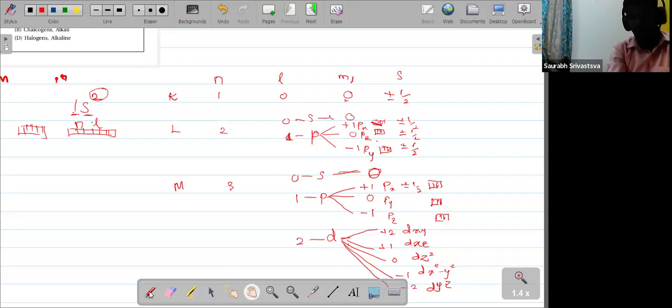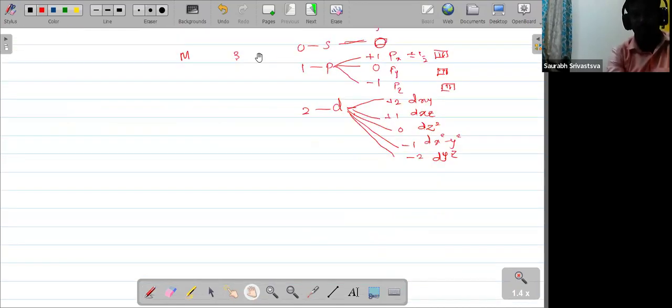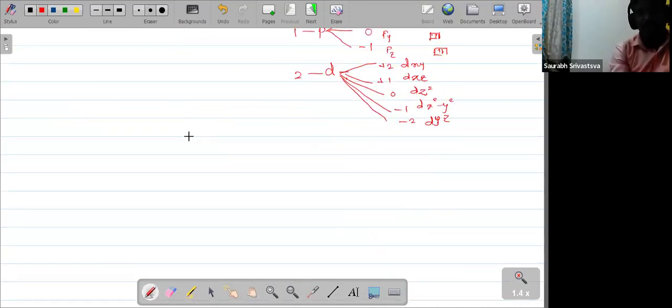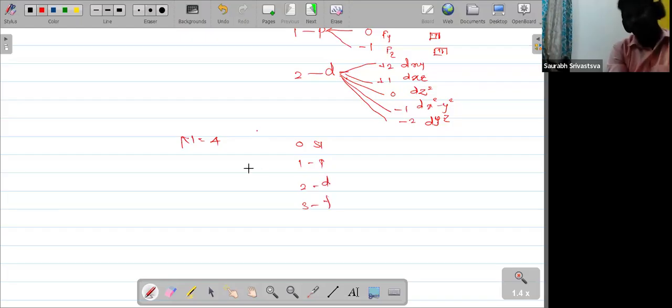Suppose you are going to the f orbital, that means the fourth shell. If you write the fourth shell, how can we write the electronic configuration? Based on this only they are writing electronic configuration. So for n value 4, l value equals 0, 1, 2, 3. That means 0 is the s subshell, 1 is the p subshell, 2 is the d subshell, 3 is the f subshell.